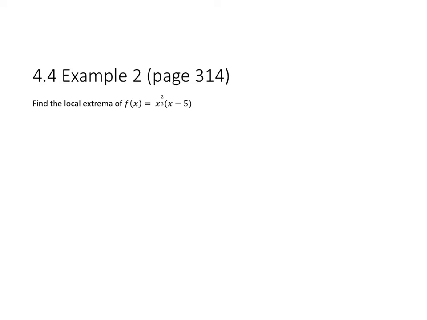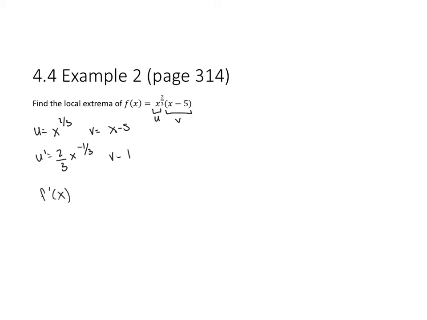Example 2 on page 314 asks us to do the same thing. Find local extrema for f of x equals x to the 2/3, x minus 5. So this is going to be a product rule problem, and I'll set up my u and my v. My u is x to the 2/3, and my v is x minus 5. My u prime is 2/3 x to the negative 1/3, and my v prime is 1.